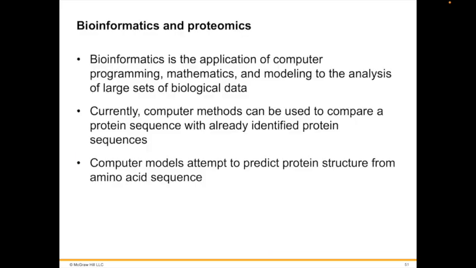Bioinformatics and proteomics. Bioinformatics is the application of computer programming, mathematics, and modeling to the analysis of large sets of biological data. I would say this may be the part that interests some of you most. Currently, computer methods can be used to compare a protein sequence with already identified protein sequences. Computer models attempt to predict the protein structure from the amino acid sequence. And this is pretty amazing.